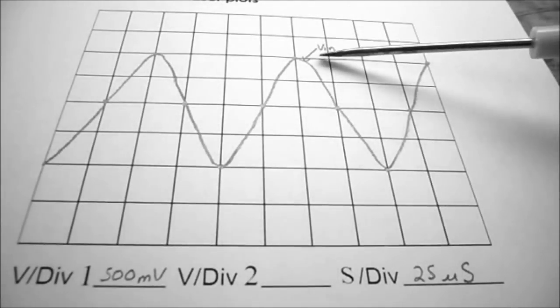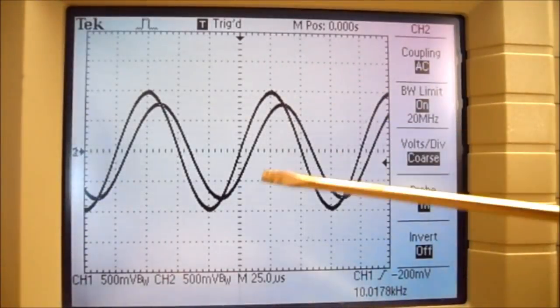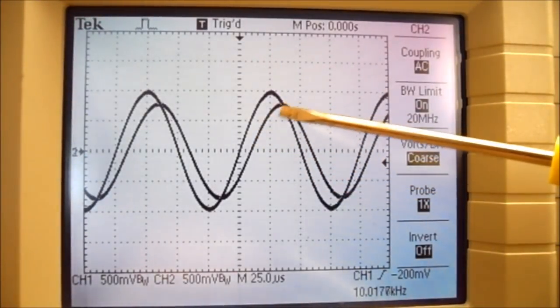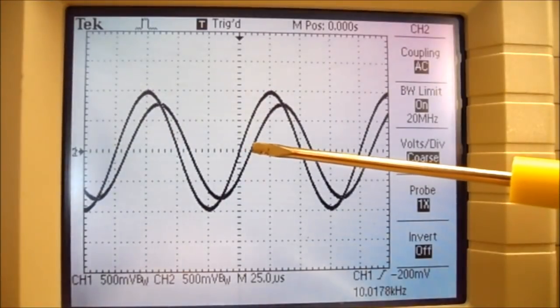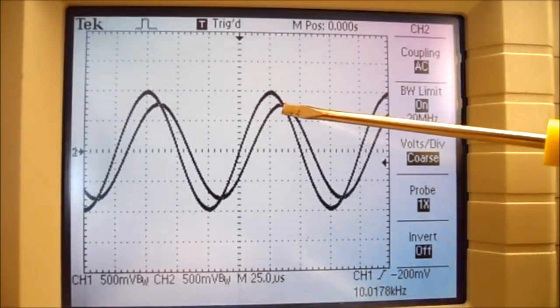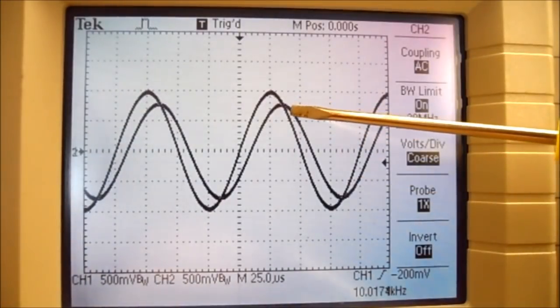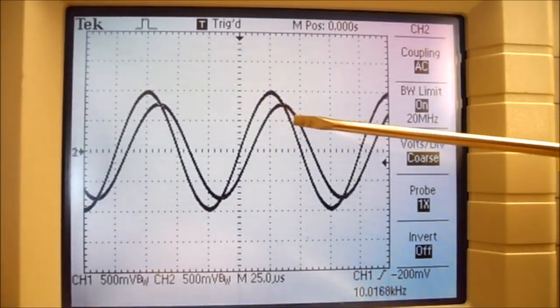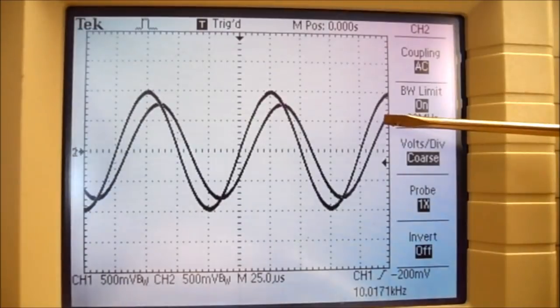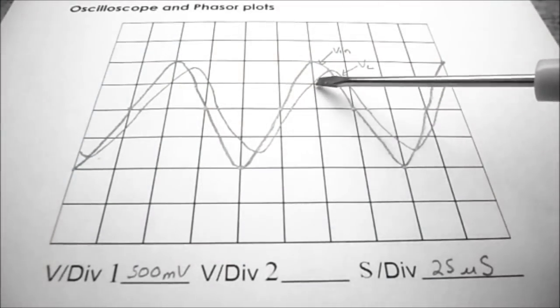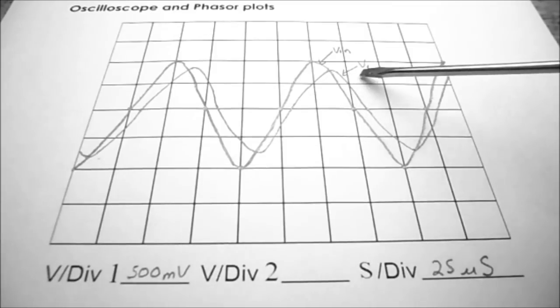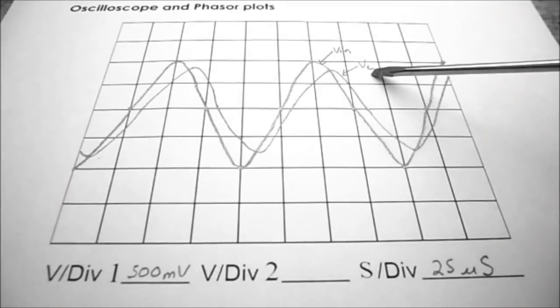And make sure you label your first waveform as Vin. Then bring in your second waveform and notice that there is a phase shift and the peak points are going to be lower. So this is the voltage across the capacitor. I recommend you draw that in second. So here's my second waveform drawn in, and it's Vc.